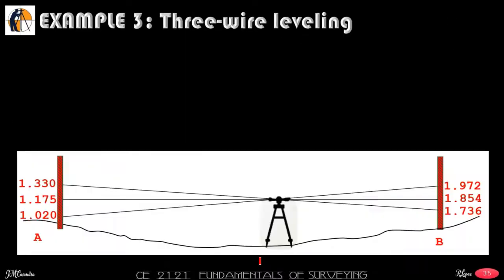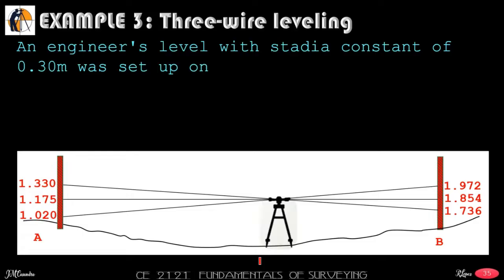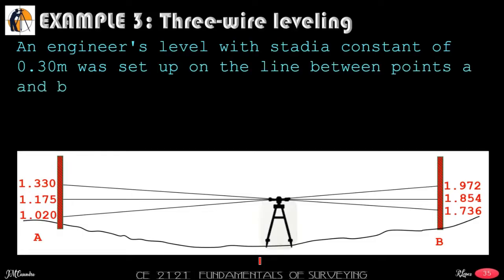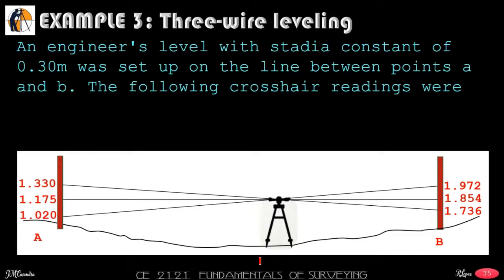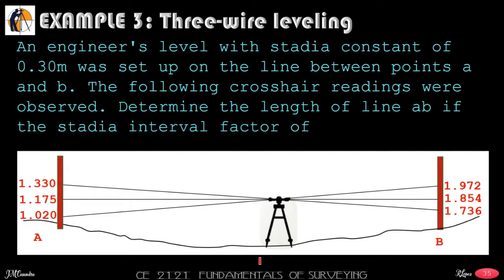So next, we have three-wire leveling. An engineer's level with stadia constant of 0.30 meters was set up on the line between points A and B. The following crosshair readings were observed. Determine the length of line AB if the stadia interval factor of the level is 100.